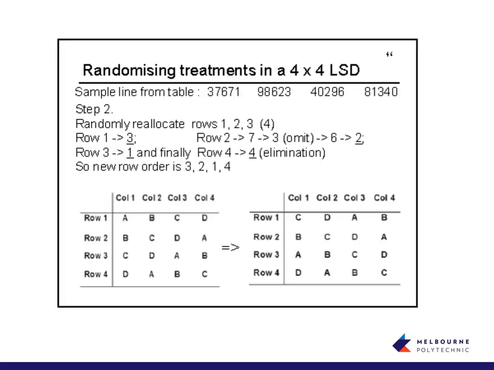Then row 2, we move to the next number, 7. And remember 7 is the same as 3. 1 is 5, 2 is 6, 3 is 7, 4 is 8. So we can't use 7. The next number is 6. 6 is the same as 2. So row 2 would stay as row 2. We go to the next, again we get a next number 7, we've got that already. The next number is 1. So row 3 goes to 1. And then by process of elimination, row 4 goes to 4. It's the only row left, so it stays where it is. So we've now randomly switched around the rows. Now we need to do the same for the columns.